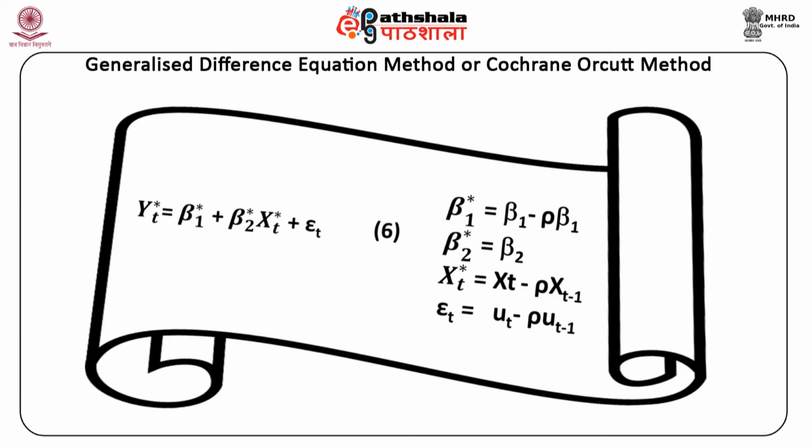In equation 6, we can observe that yt star equals yt minus rho yt minus 1, beta 1 star equals beta 1 minus rho beta 1, beta 2 star equals beta 2, xt star equals xt minus rho xt minus 1, and epsilon t equals ut minus rho ut minus 1. The error term epsilon t in equation 6 is supposed to satisfy the assumptions of the classical linear regression model. Hence, equation 6 can be estimated by the usual OLS procedure.